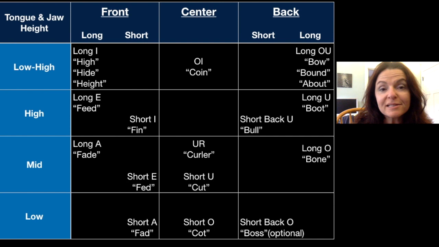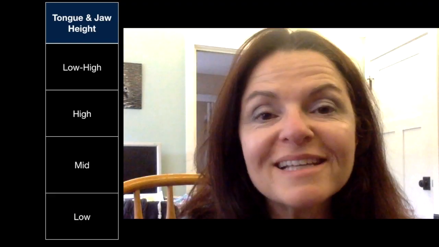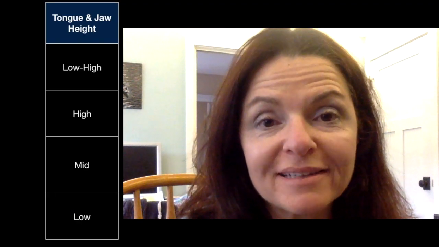And if something's in the same column, it's because they also have something in common. So knowing what they have in common can help you produce each one correctly. Take a picture of this chart now so you can refer to it throughout the lesson. First, let's look at the first column, tongue and jaw height.